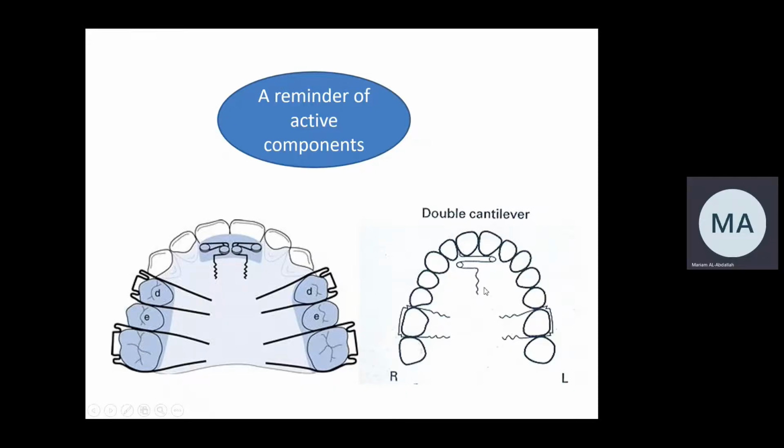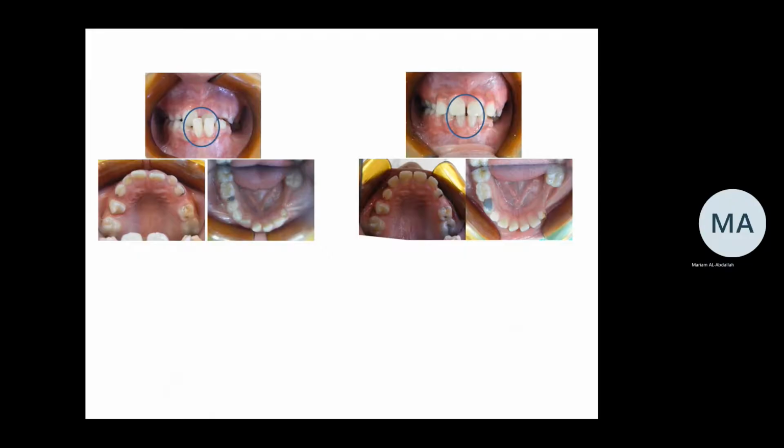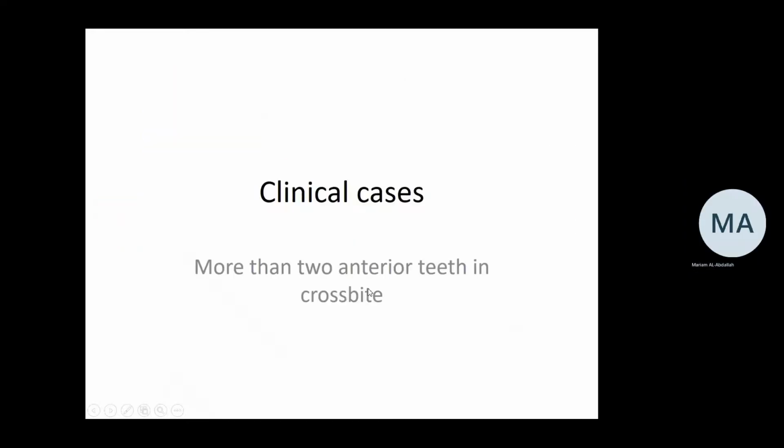Okay, one double cantilever you will activate at once, and it will move the teeth equally, and it should not produce different tooth positions at the end of the treatment. So this is the patient with the crossbite before, and this is after, and only simple tipping movement was used.